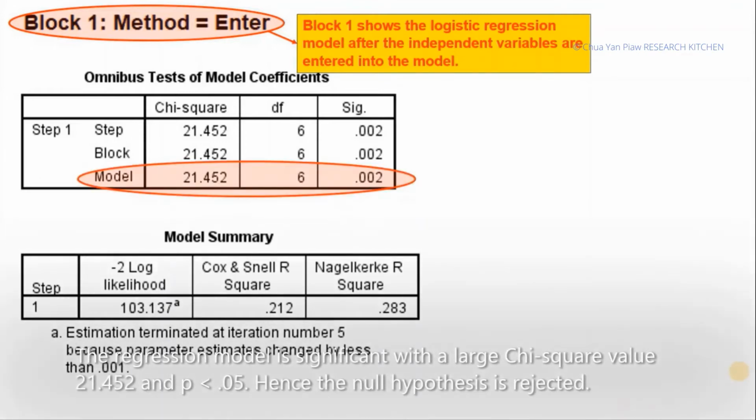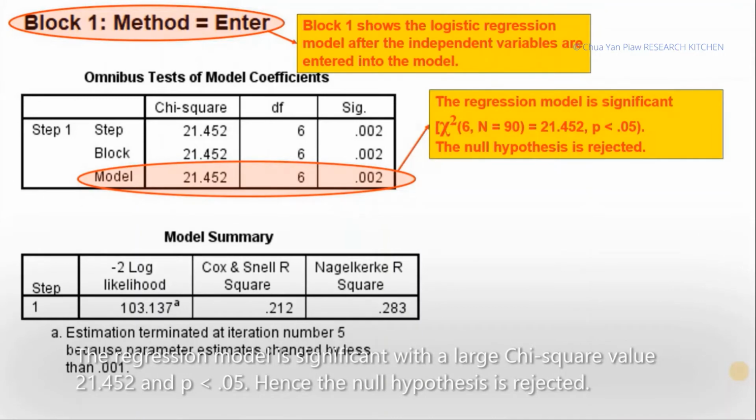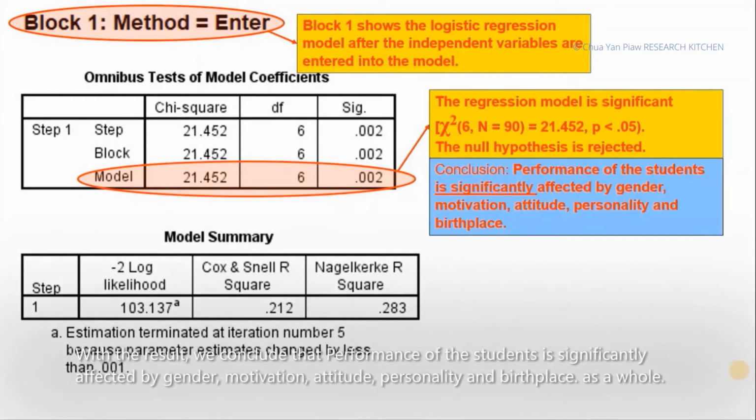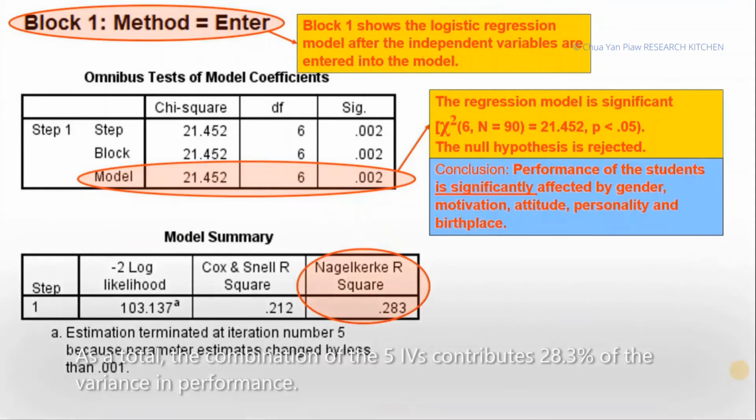The regression model is significant with a large chi-square value of 21.452 and p less than 0.05. Hence, the null hypothesis is rejected. With the result, we conclude that performance of the student is significantly affected by gender, motivation, attitude, personality, and birthplace as a whole. In total, the combination of the 5 independent variables contributes 28.3% of the variance in performance.